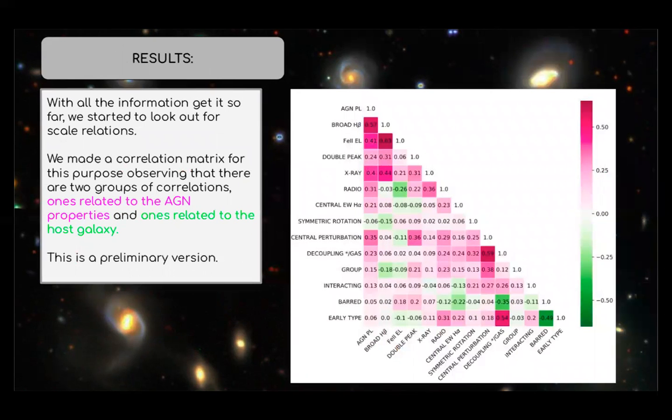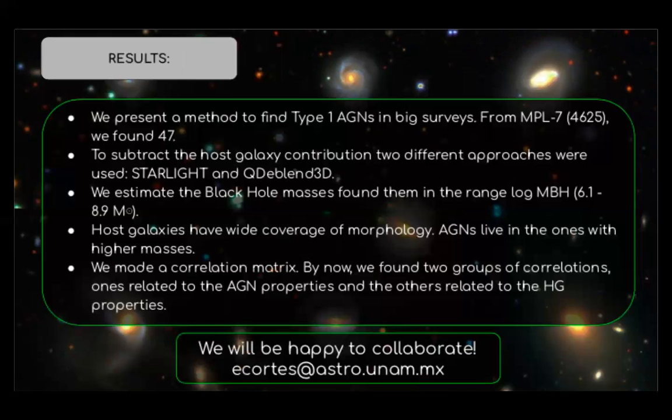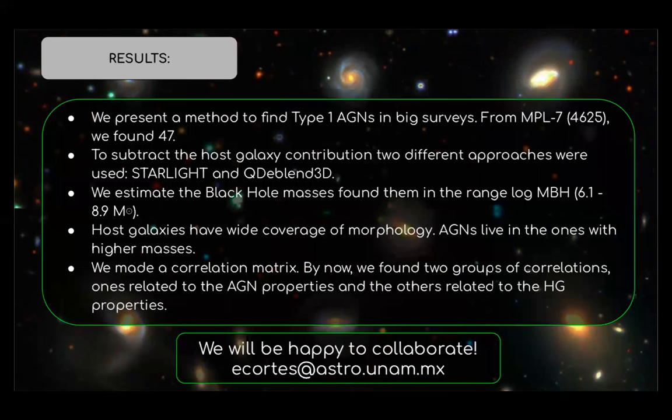With all the information gathered so far, we started to look for scaling relations. We made a correlation matrix for this purpose, observing that there are two groups of correlations, one related to the AGN properties and one related to the host galaxy. This is a preliminary version. So I'll leave you with my results, and that's all. Thank you.